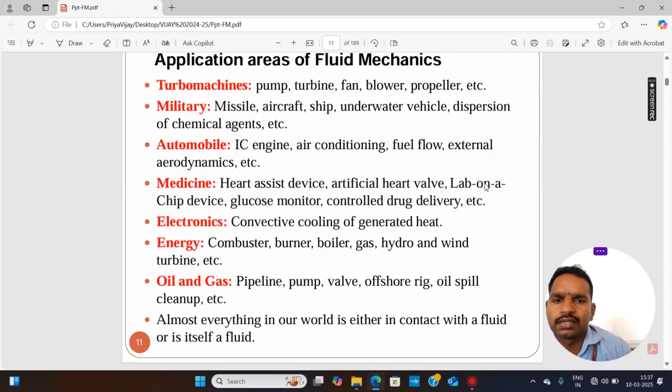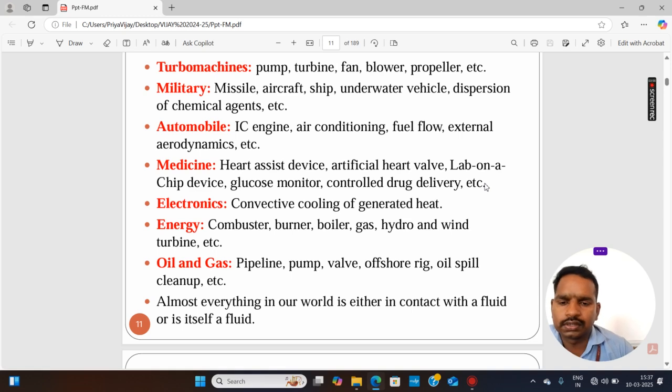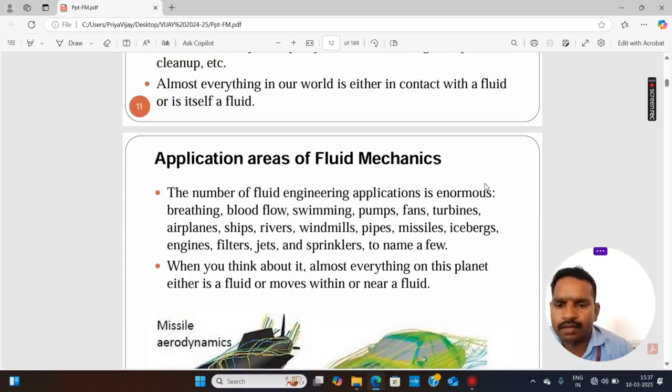Apart from that, these are some other applications of fluid mechanics: turbo machines, the study of pump, turbine, fan, blowers, propellers, etc., as well as the aerodynamic part: missile, aircraft, ship, underwater vehicle; then automobile engines, IC engines, air conditioning, fleet flow, then the medicinal area, electronics area, energy sector, oil and gas, and almost all sectors. Without the application of fluid mechanics, nothing is running.